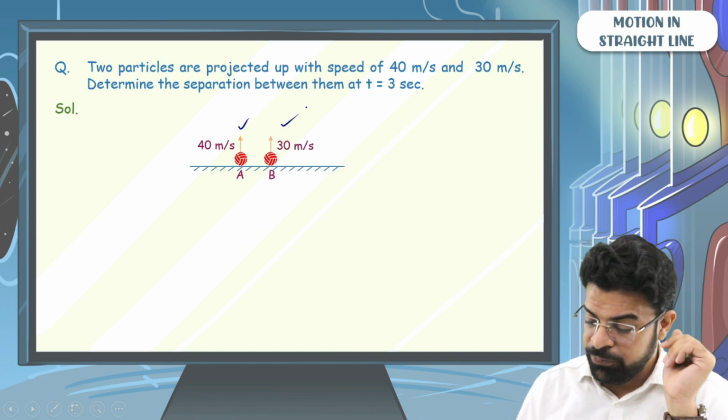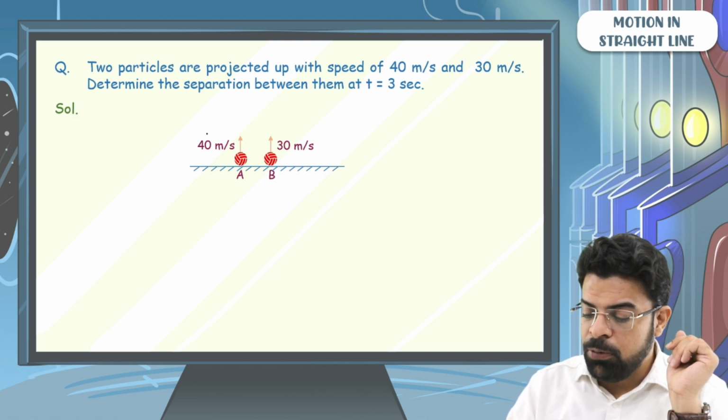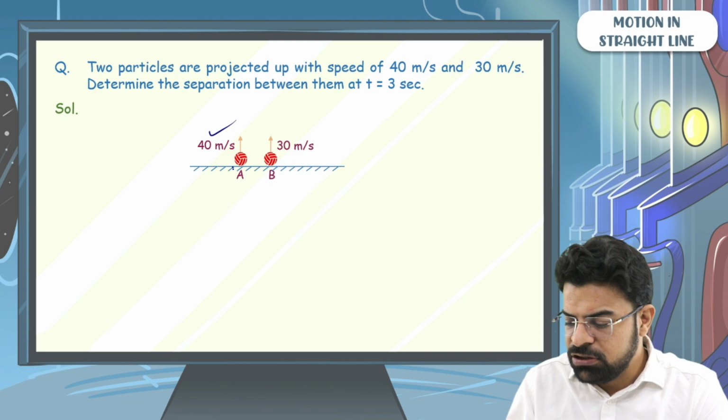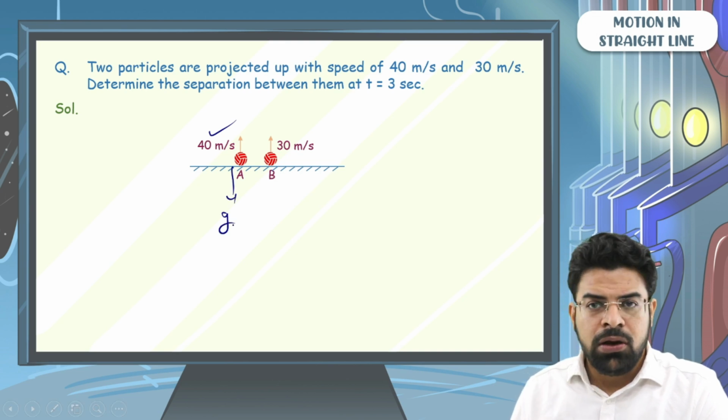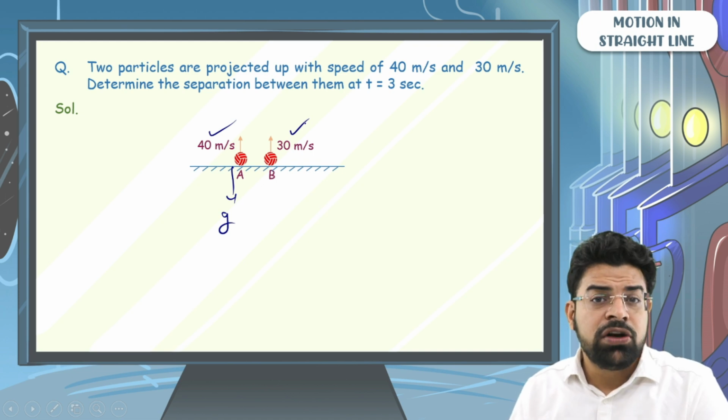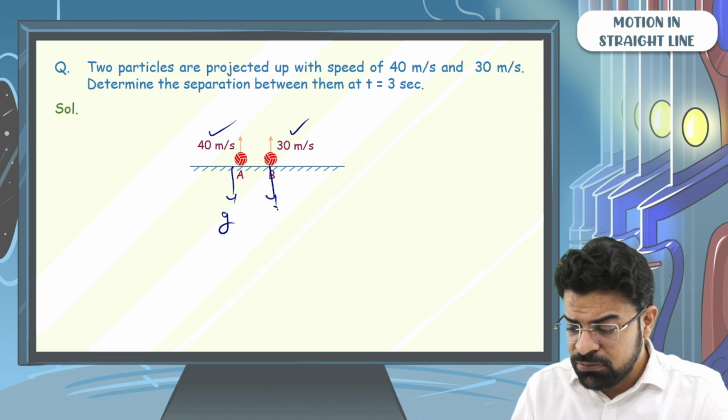Listen to it carefully. Once you have projected a ball up with speed of 40 meter per second, I ask you what is the acceleration? You will say, sir, g down. Now I say you have projected another ball with speed of 30 meter per second upwards. What is its acceleration? You will say, sir, g down.